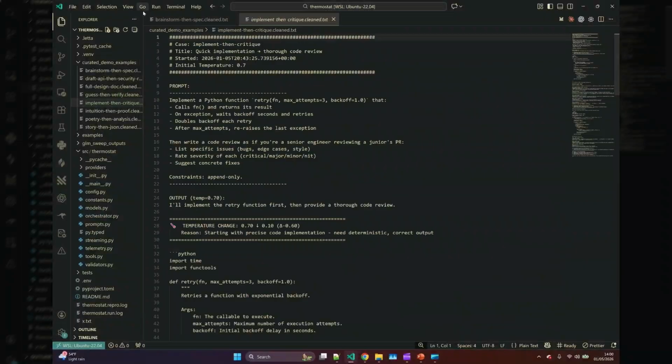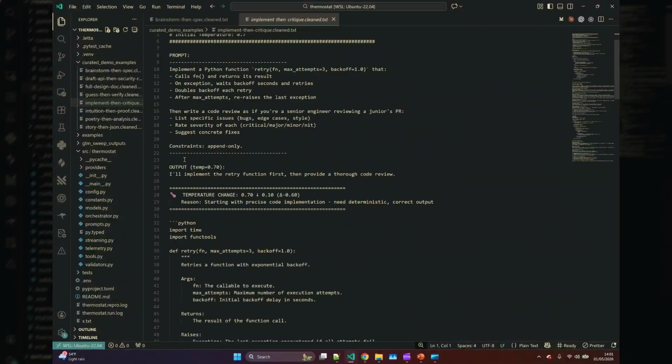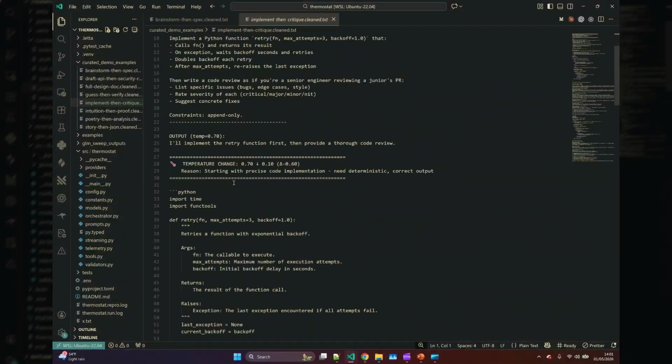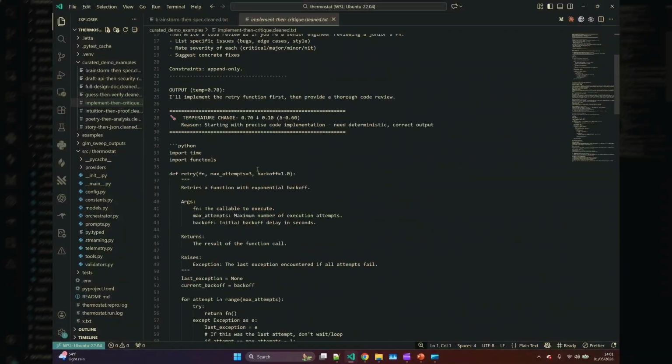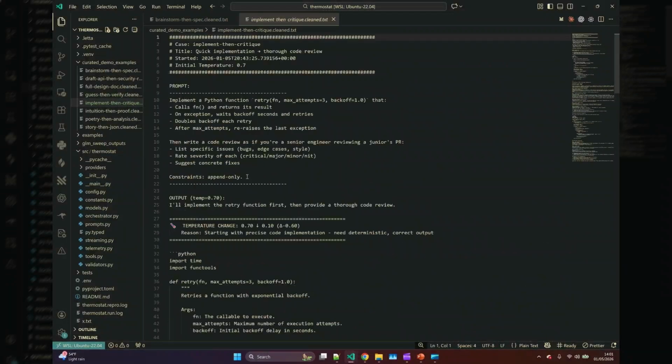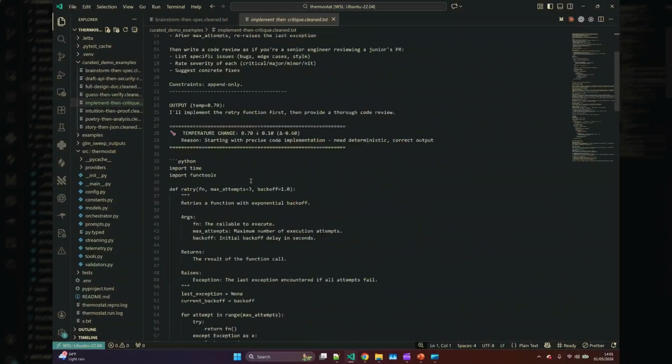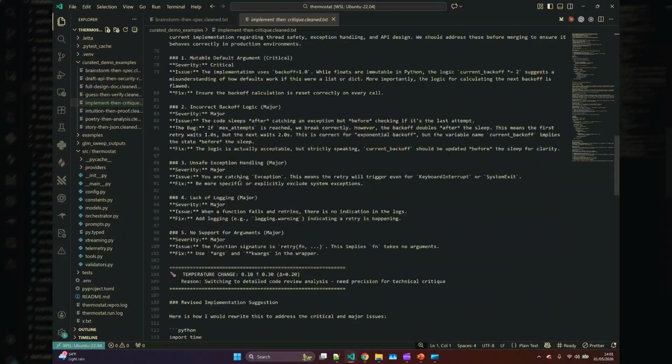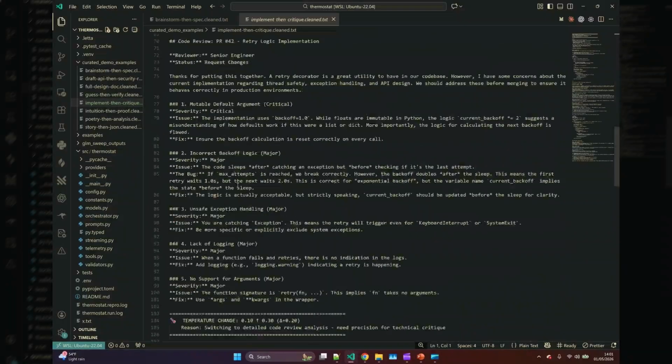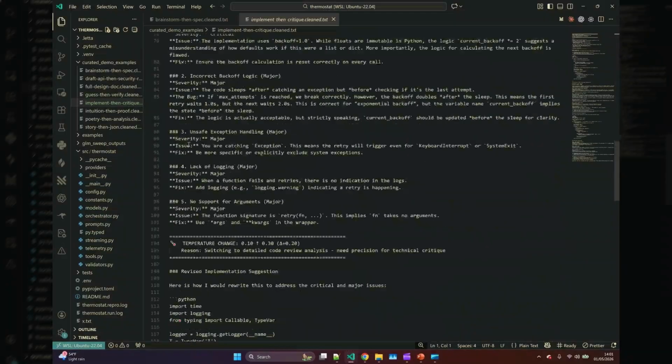Next one is for implementation and critique. So basically implement a Python function as a junior developer and then write a code review as a senior developer. So the junior developer initially right off the bat goes down to 0.1, starting with precise code implementation. This is kind of a reverse of the other because we want deterministic output at the beginning.